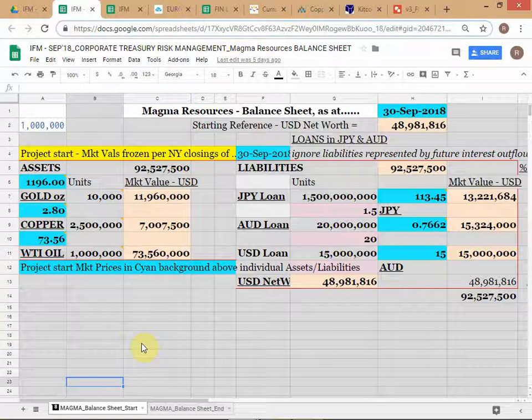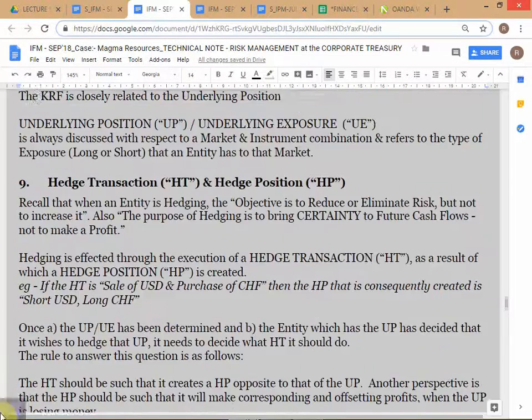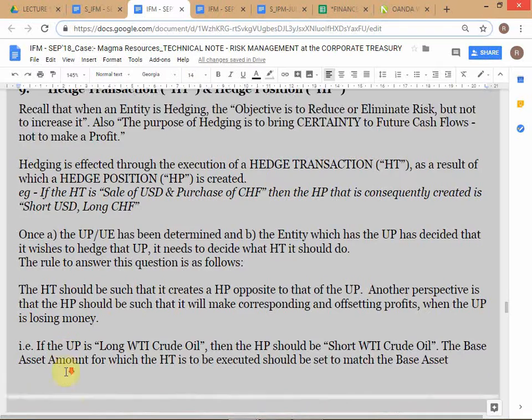Okay, so let's quickly go through the notes. So this is what is meant by the key risk factor market, which is the market that you have to track in order to manage your risk. This is also answered. This has also been discussed with you guys.